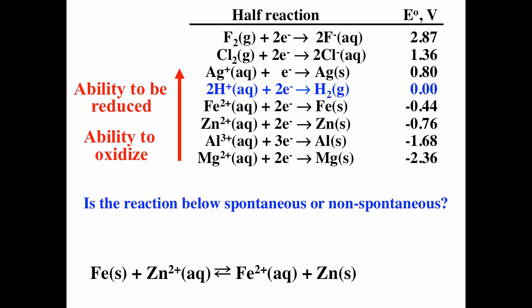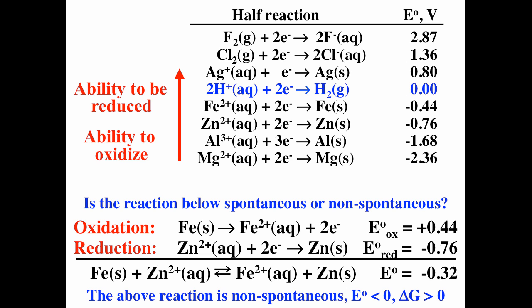Here we have iron plus zinc ions going to iron 2 plus and zinc, so the iron is being oxidized and the zinc ions are being reduced. We find the corresponding potentials in the table. Again, we have to flip the iron because we need the oxidation potential, and we get a potential of minus 0.32. And so that's a non-spontaneous reaction. Our electric potential is negative, delta G naught is positive, and K would be less than 1. We refer to this as a reactant-favored reaction.